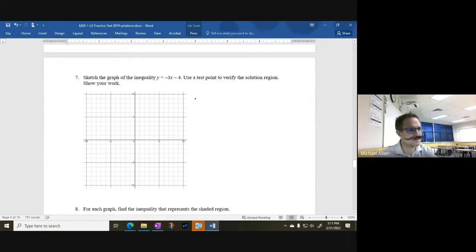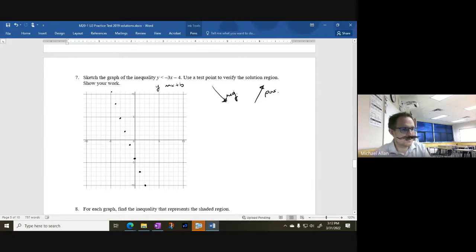Number 7. So we want to sketch this. This is kind of nice. It's already in the form y is equal to mx plus b. So my b is -4, which means I'm going to cross at -4. I have a negative slope. So remember, negative slope is this way. Positive slope is that way. Please don't get those mixed up. That's just a shame if you do. Okay. So since it's negative slope, I'm going to go down 3 over 1, down 3 over 1, down 3 over 1, and then backwards. I just follow the pattern, but reverse it.